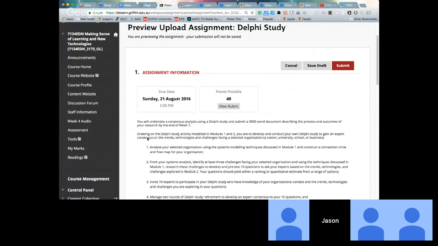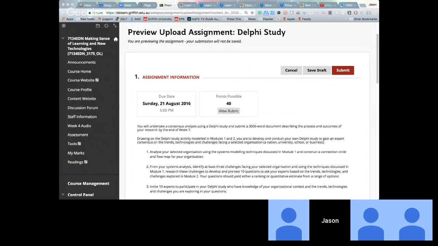Don't forget to have a look at the rubric. Of course, this then gives you a bit more detail on what's actually being assessed. Let me just make sure you're seeing that. No, you're not. One second.